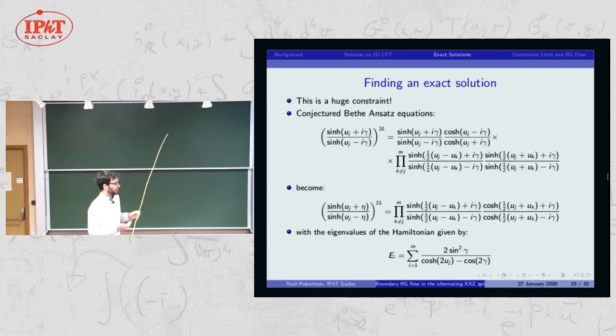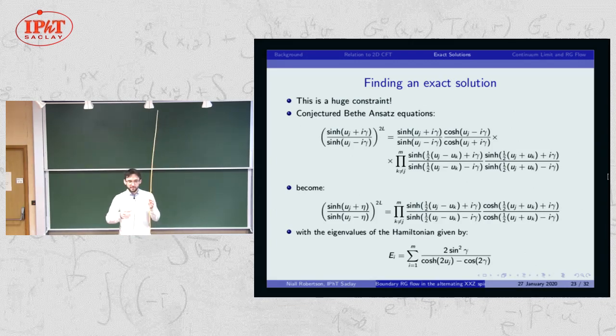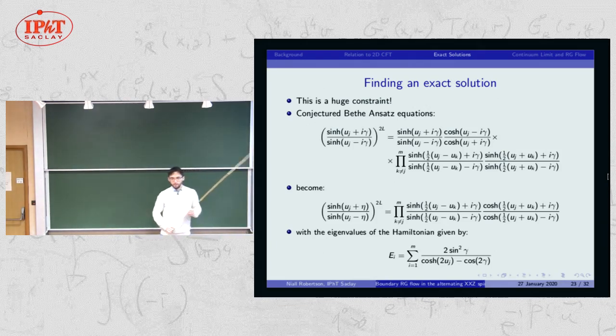So another way to arrive at these new Bethe-Ansatz equations is to slightly modify that original ansatz, go through with the usual construction of making sure the poles of the eigenvalues all cancel, and when you do that, it's another way to end up at these equations.